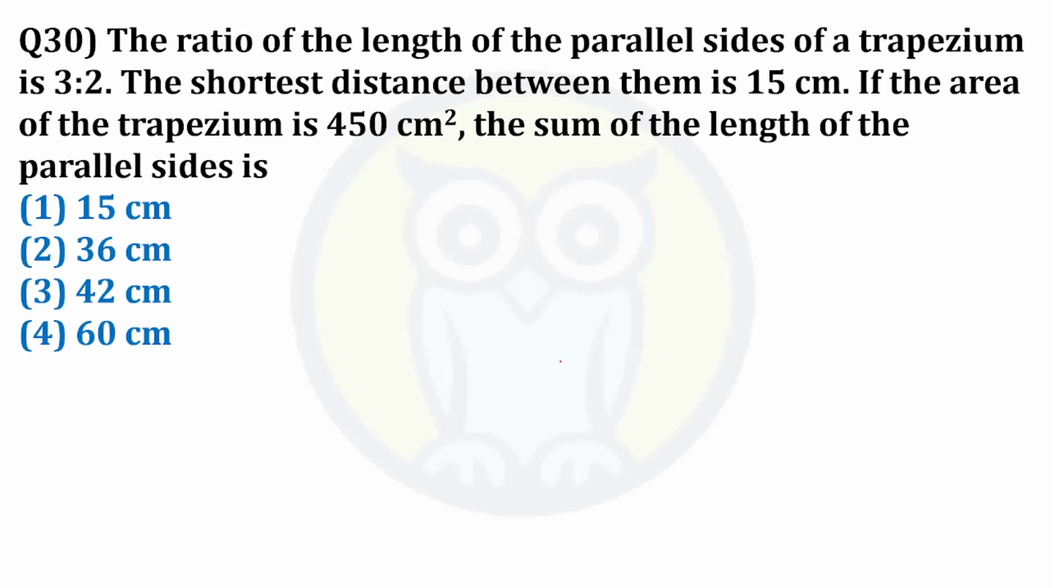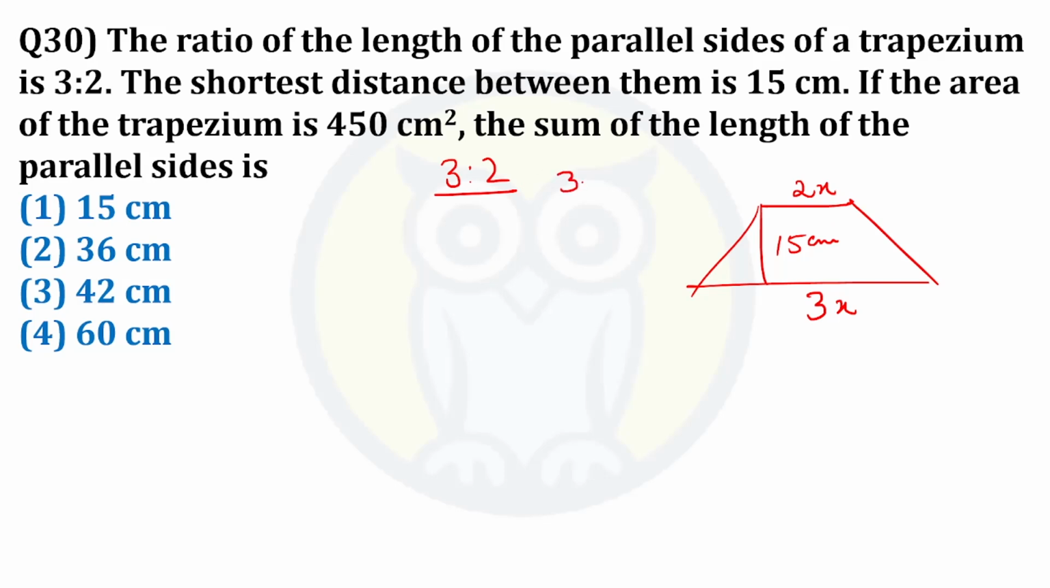First we draw the diagram of the trapezium. These are the parallel sides, and the shortest distance given is 15 centimeter. The parallel side length ratio given is 3:2. It means this is 3 and this is 2. Taking the variable x, since the ratio is 3:2, the sides are 3x and 2x.